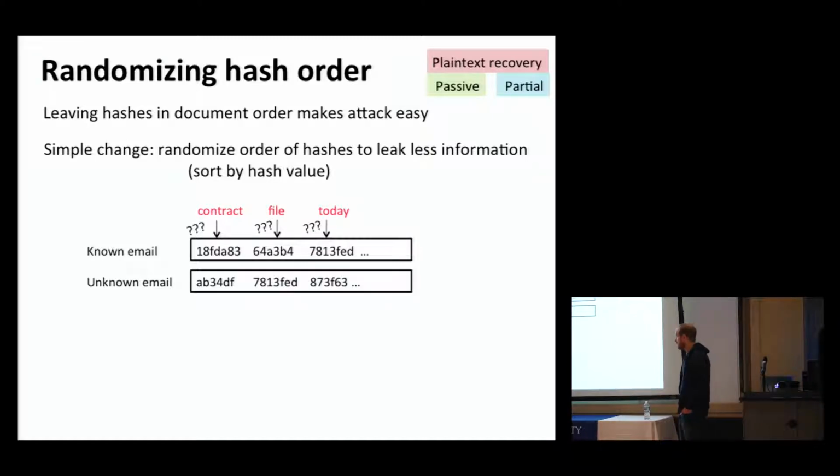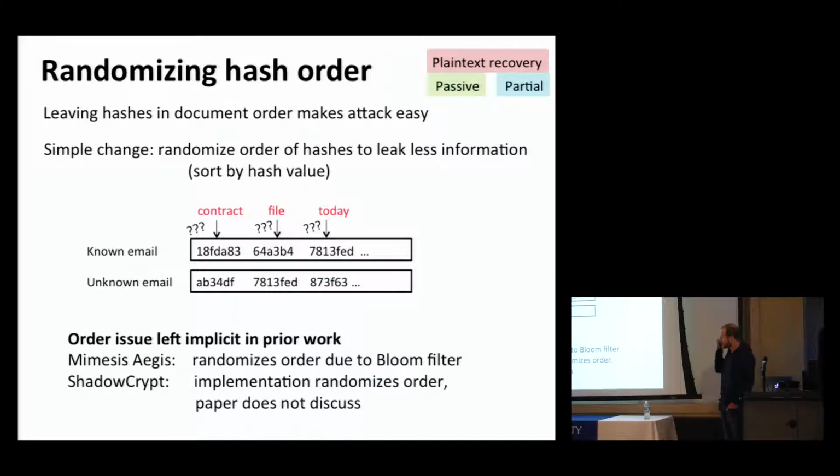This issue, I should say as a side point, is probably obvious to most of the people who've been working in this area, but when we look through the literature, this really seemed to be an issue that was left implicit in prior work. In particular, these two nice papers we looked at both do this unordered appended PRF construction, but it wasn't clear whether that was purposeful or not. I presume it was. The Mimesis Aegis team ended up using Bloom filters, which ends up randomizing the hashes. And ShadowCrypt, the implementation randomizes their order, but the paper doesn't discuss either way what's recommended. So anyway, this is a clearly subtle but important issue.